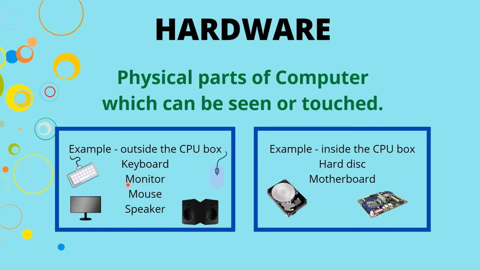So, keyboard, monitor, mouse and speaker, all these four hardwares we can see outside the CPU box. And hard disk and motherboard, these two are inside the CPU box. So we cannot see them because it is inside the CPU box. To see these two hardwares, we have to open the CPU box. So now, hardwares are all the physical parts of computer which can be seen or touched.